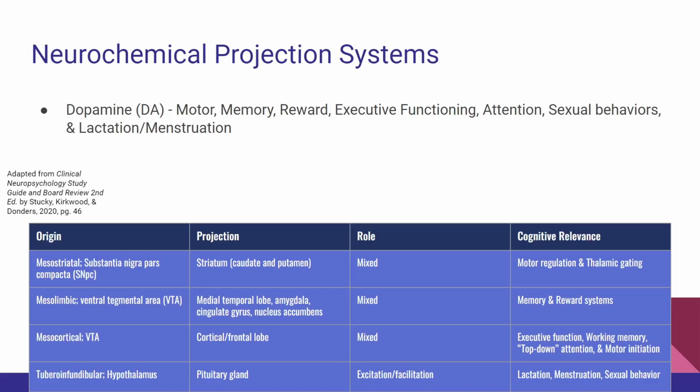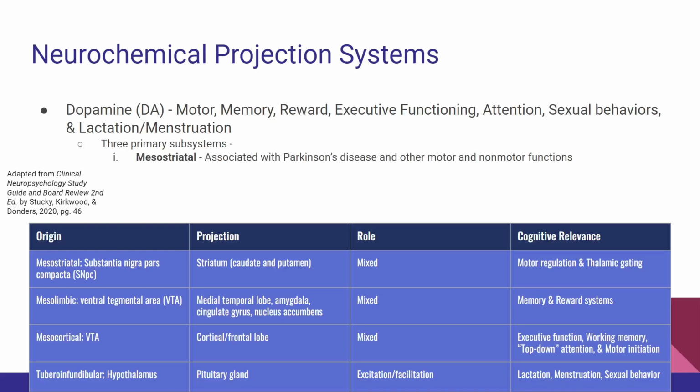The next neurochemical projection system we're going to talk about is dopamine, and it's been implicated in things like motor functioning, memory, our reward system, our executive abilities, attention, sexual behaviors, as well as lactation and menstruation. There's three primary subsystems for this dopaminergic system. One is called the mesostriatal system, and damage to that system is associated with various motor difficulties like Parkinson's disease. The next is the mesolimbic system, which is associated with our reward processing and is found to be disrupted in individuals that display various addictions.